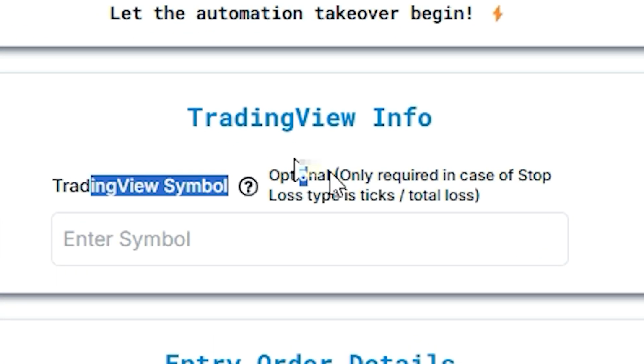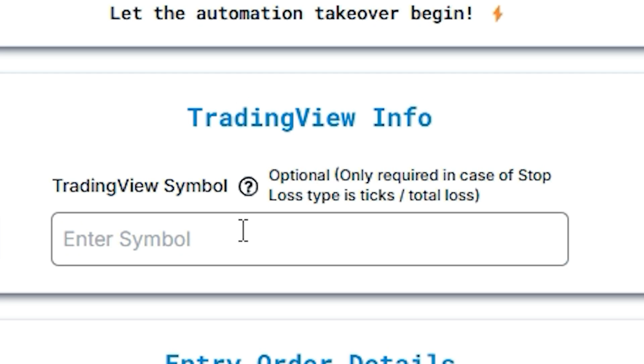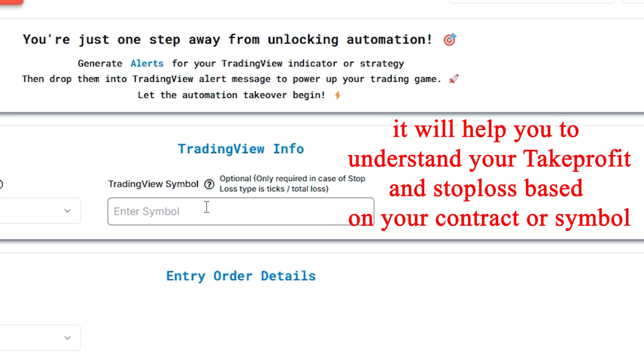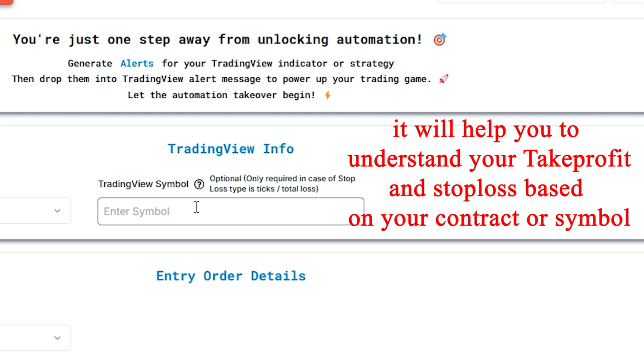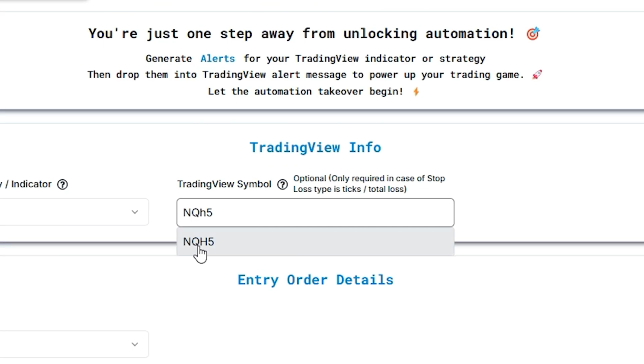Here, it will ask you for the TradingView symbol. It is optional, but I would suggest that if you know your symbol, you should use it. It will help you to understand your take profit and stop loss based on your contract or symbol. It is mandatory when you are using stop loss type as ticks or total loss. Here, I will select NQH5.